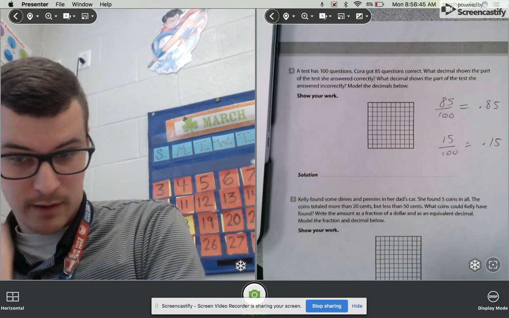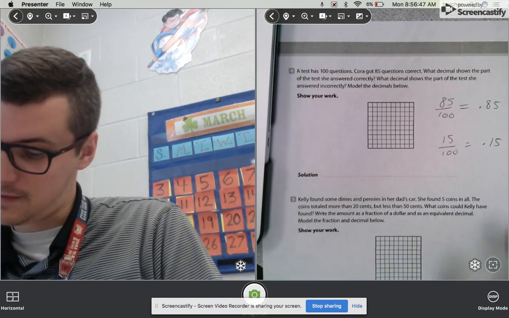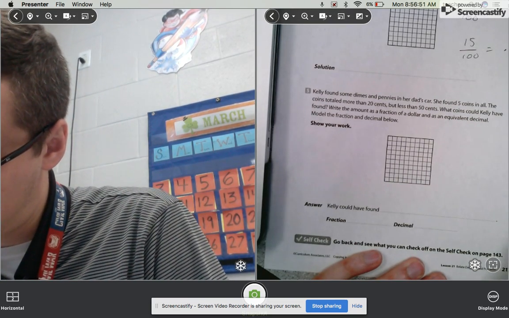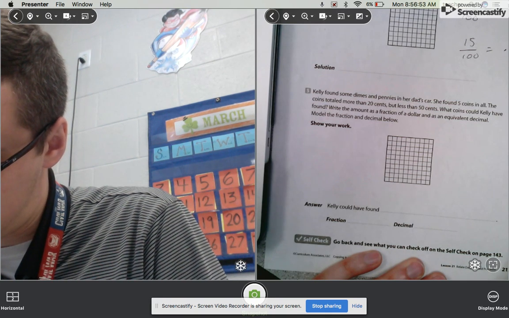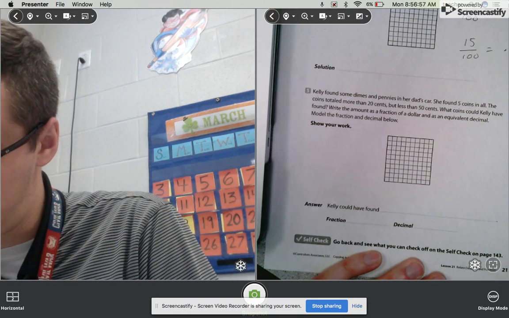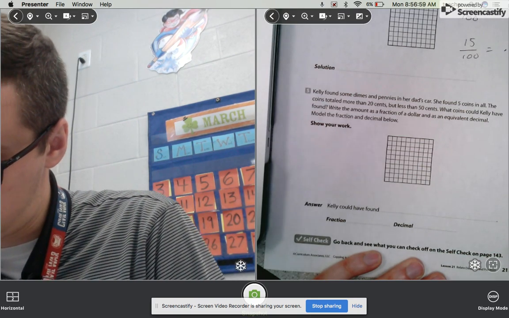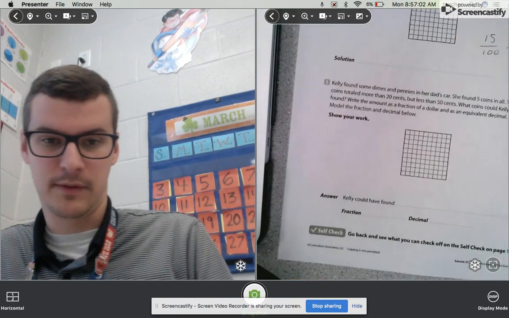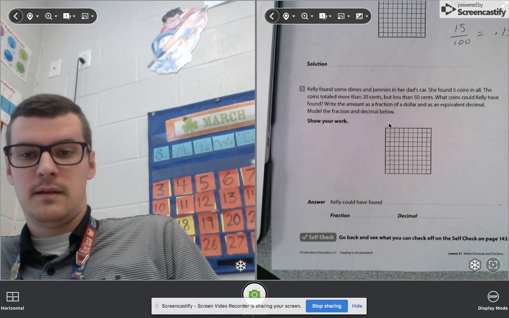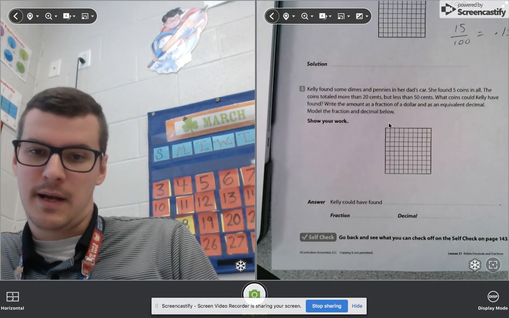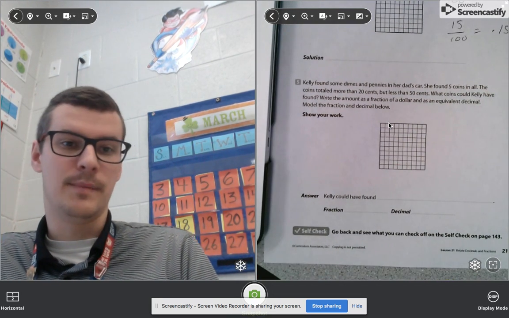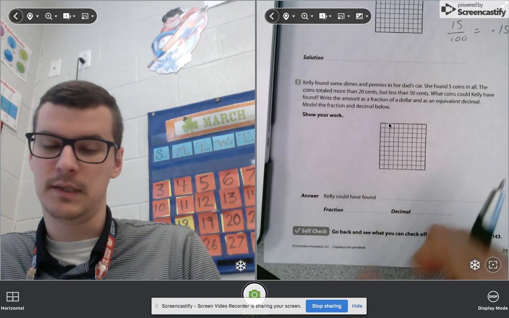Okay, so I probably have about 30 seconds here. Kelly found some dimes and pennies in her dad's car. She found 5 coins in all. The coins totaled more than 20 cents, but less than 50 cents. What coins could Kelly have found? Write them out. Okay, and I've got about 30 seconds. So I'll pause this one, and I don't know that I'll have time to answer this one, so go ahead and work it, and then we'll talk about it when you're done with this.